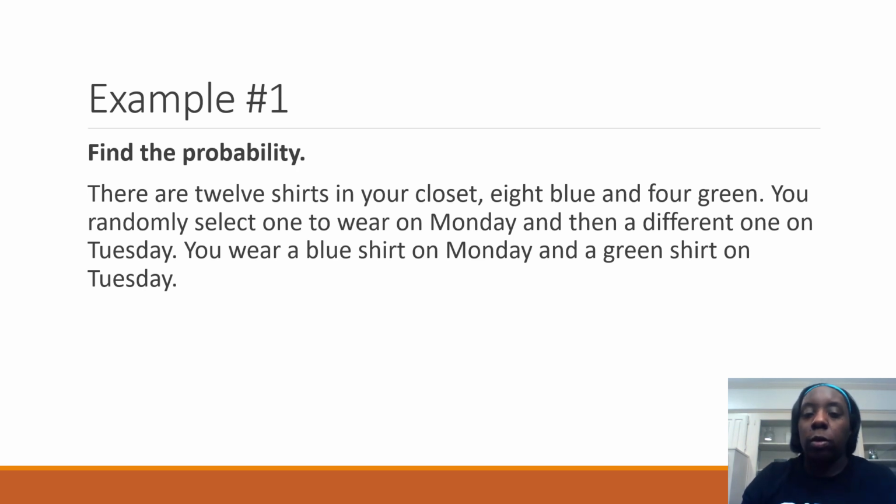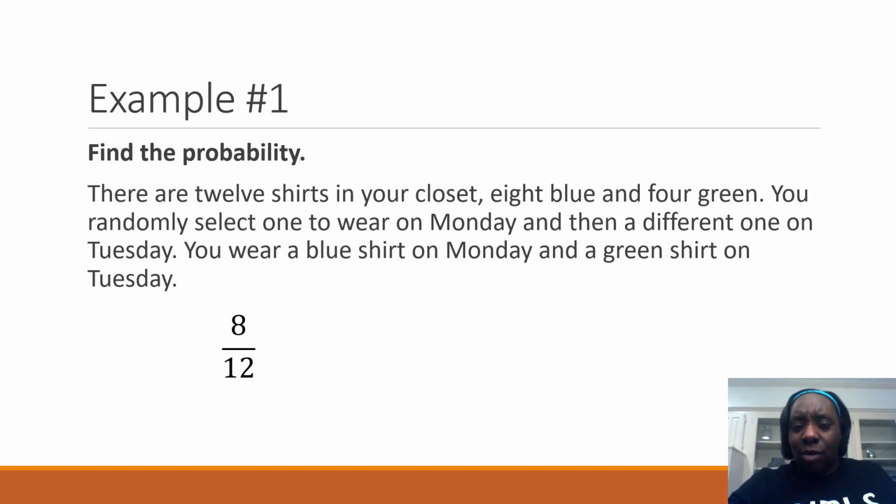Let's talk about our total. Our total is 12 right now. That's going to be our denominator. They want us to wear a blue shirt on Monday. That has to happen first. So my first fraction is going to be 8 out of 12.